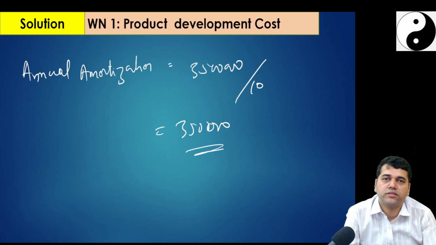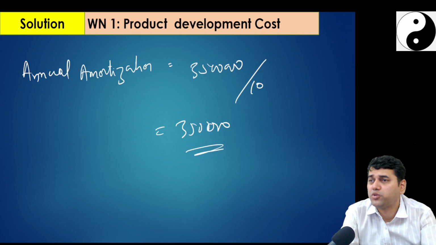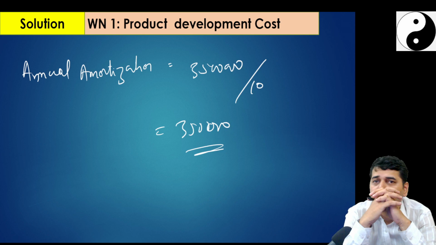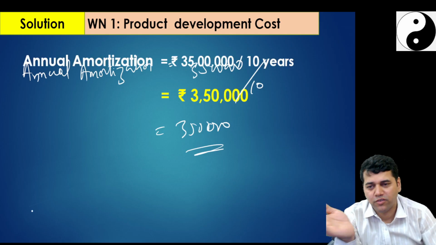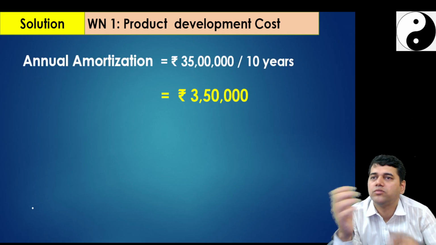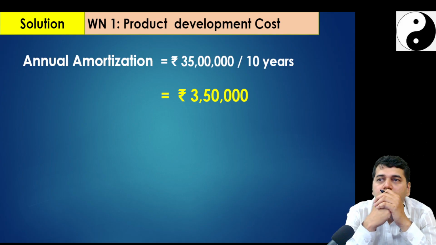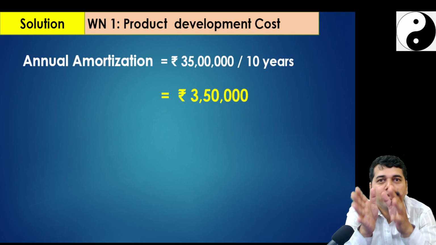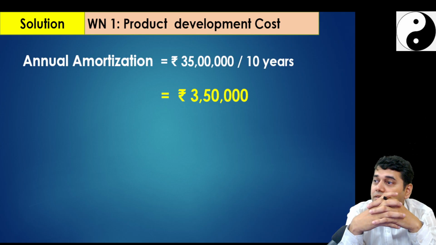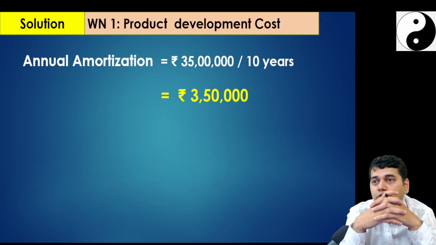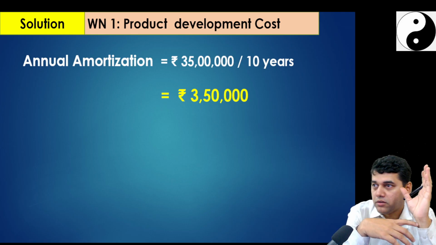Now tell me students, forget about the workings. What am I supposed to do? First of all, tell me. Forget what I am doing here. Forget this. What am I supposed to do? What are they asking me to do? Calculate the profit. For this, what am I supposed to do? I should have started with the profit as per P&L. No, what am I doing?